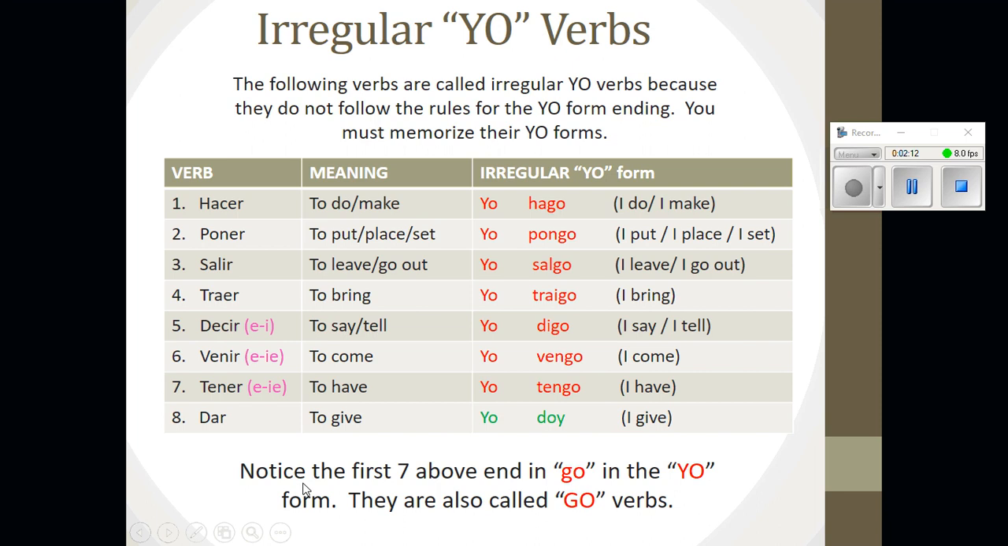So I want you to notice here, it says the first 7 above end in go in the yo form. They're also called go verbs. Okay, so these first few here end in go, and they're also referred to as go verbs. Notice that dar is a little different, but it is still considered an irregular yo form verb.